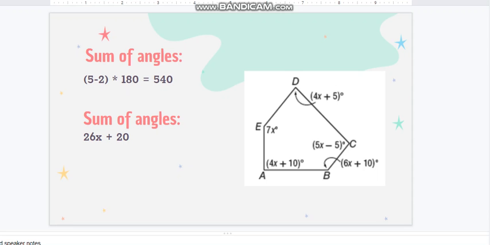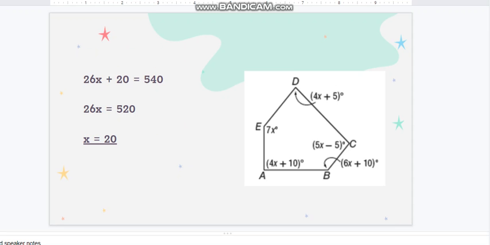So if this is the sum of the angles and this is the sum of the angles, then I can set them equal to each other. 26x plus 20 equals 540. Subtract 20 from both sides, you get 26x equals 520. Divide both sides by 26, and you find out that x is 20. Okay?